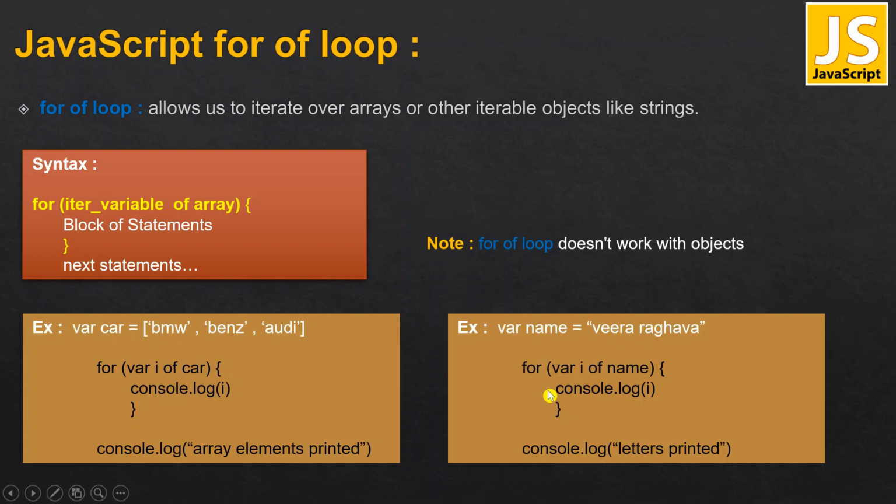Then the control will go to the code block and it will execute the code. Then again the control will come to this name and it will point to the next letter, this time E, and then E will be stored in the variable i. Then again the control goes inside the block and executes the code block. Like that it will go on and on until no more letters are there. Then the control comes out of that loop and goes on executing the next statements, friends.